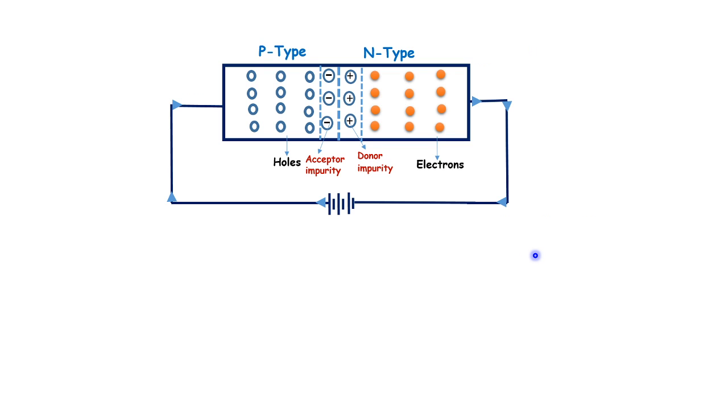Now let us see how it works. So this is the P-type semiconductor, and this is the N-type semiconductor. These are the electrons as majority charge carriers, and holes are the majority charge carriers in P-type semiconductor. At the junction point, this is the acceptor impurity, this is the donor impurity, and the potential depletion layer forms.